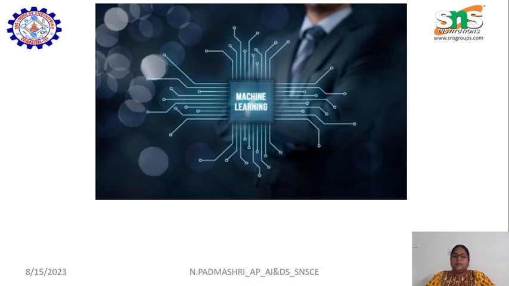The machine learning concept was introduced by Arthur Samuel. He is an American in the field of computer gaming and AI, and he introduced machine learning in the year 1959 at IBM. So, the field of study that gives the computer the ability to learn without being explicitly programmed is called machine learning. Then the question will arise: how to construct a computer that will automatically improve with experience? That we will discuss in the coming slides.